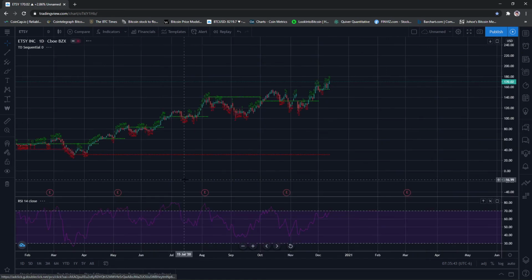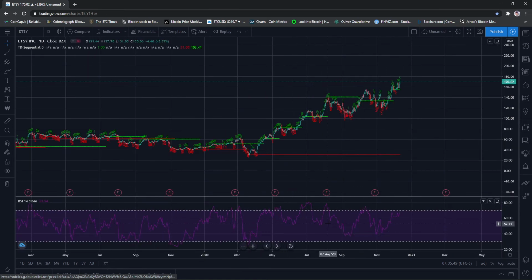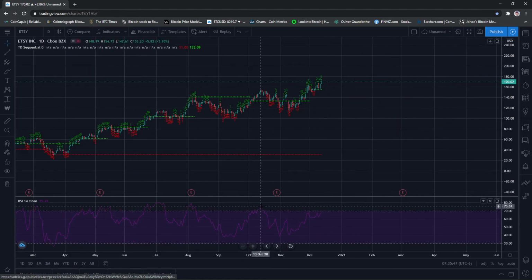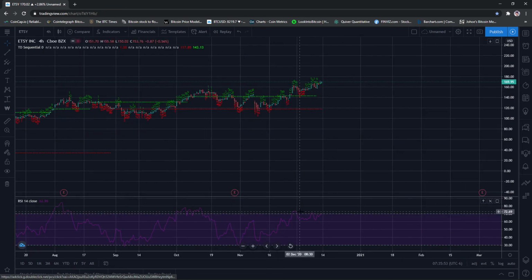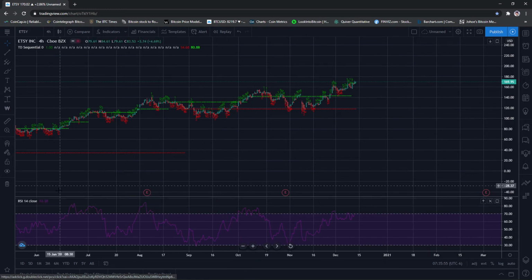On the daily, you're probably getting the same thing. Yeah, you're getting the same thing. Even on a smaller time frame, you're getting divergence. So this could be the top. Let's look at the 4-hour. It's going sideways, but you kind of have the same thing.